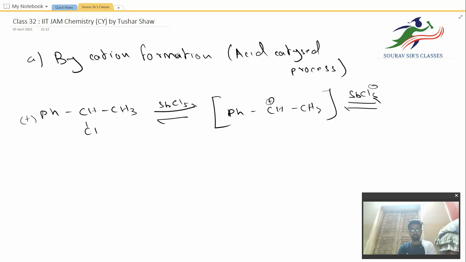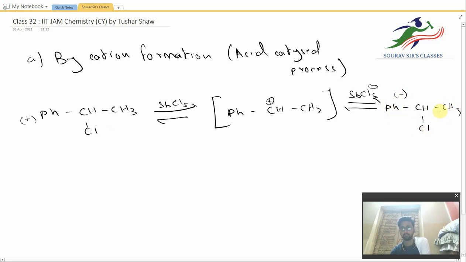Now when SbCl6 minus gives back the Cl minus, the compound would form again, but in this case, instead of the plus compound we had taken in the starting, we will be getting a minus compound, PhCHClCH3, plus SbCl5. This one is chiral and this one is chiral. So as you can see, using cation formation with a Lewis acid, we can racemize the compound, from the plus enantiomer to the minus enantiomer. It is formed easily.